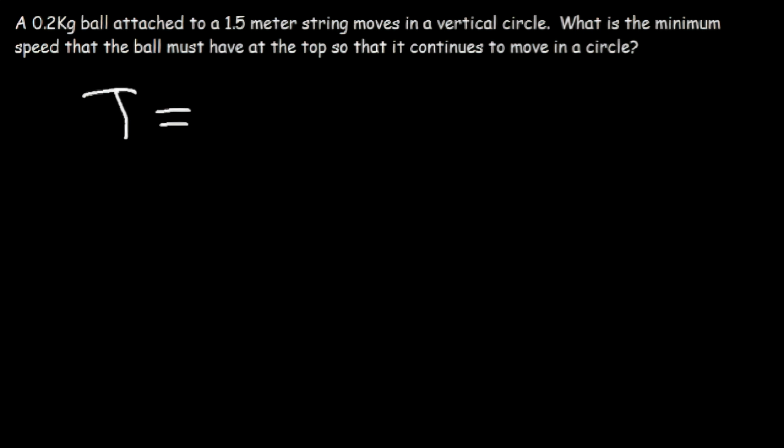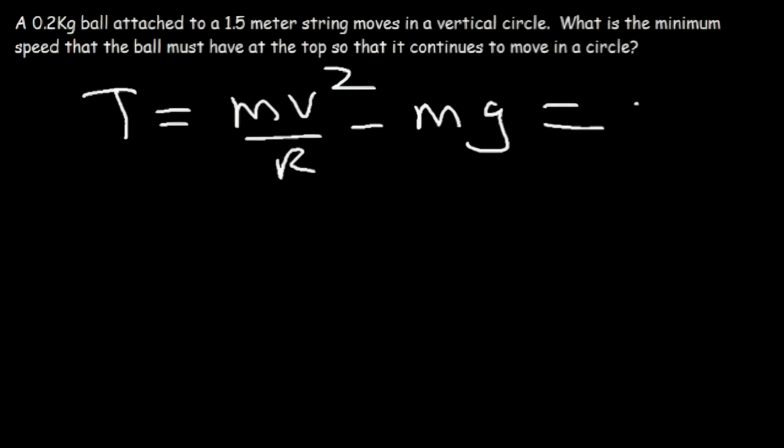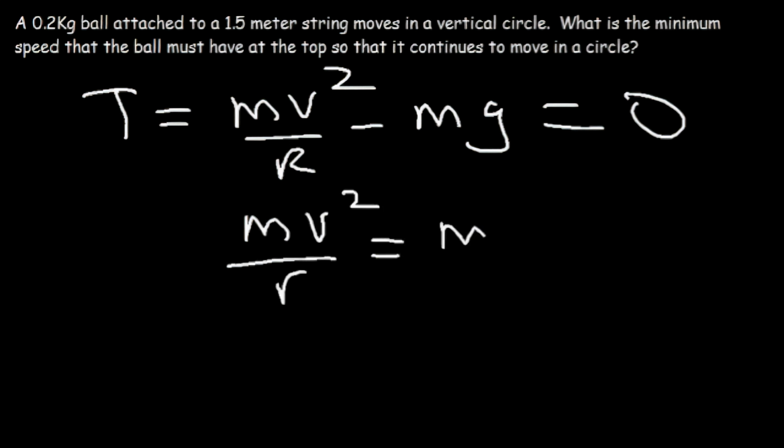At the top, the tension force is the difference between the centripetal force and the weight force, mg. So if we set it equal to 0 and add mg to both sides, we can see that the centripetal force must balance the weight force. It must be just above the weight force for the rope to remain straight, and so that the ball can move in a perfect vertical circle at the top.